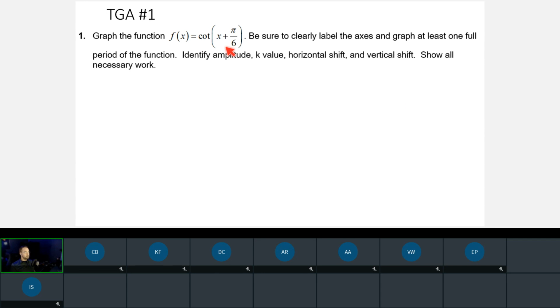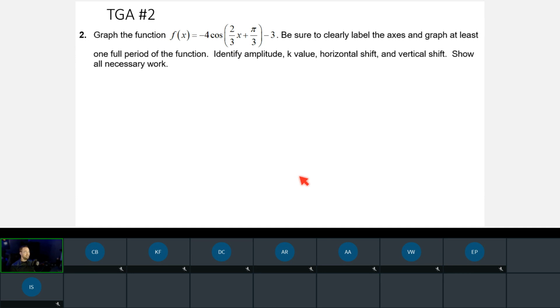On your test, you'll have a little box and it'll ask you, what's the amplitude? Put your answer. What's the K value? Put your answer. What's the horizontal shift? Put your answer. What's the vertical shift? Put your answer. Super straightforward question.